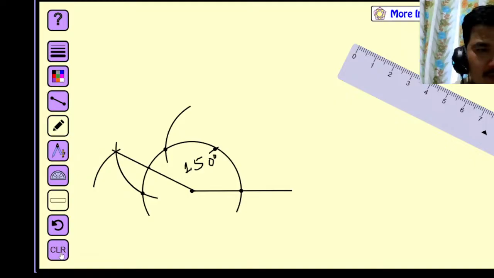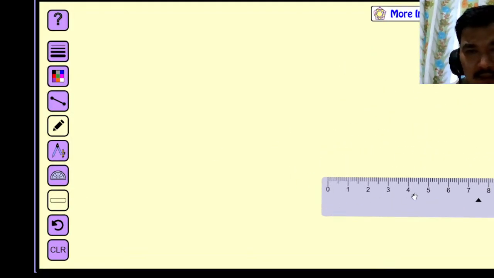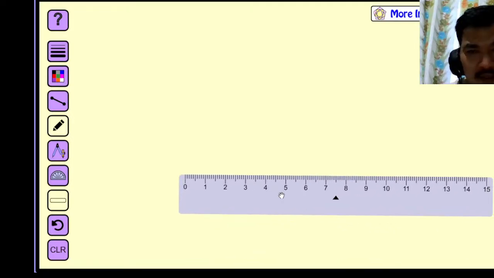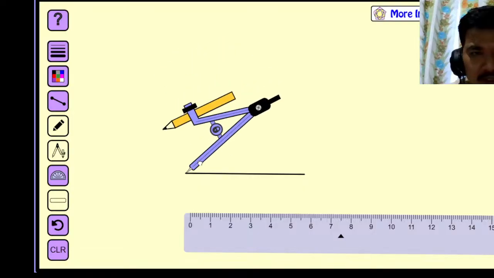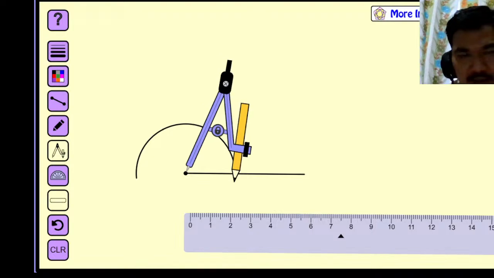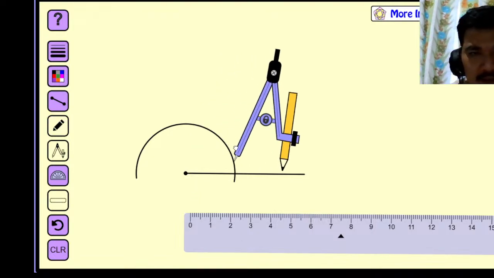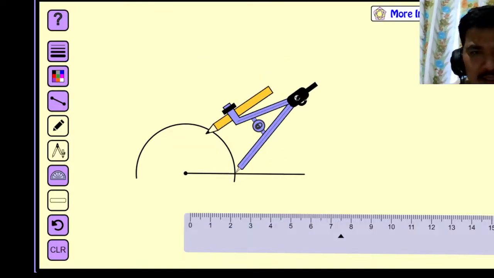Look here, I want to show you this. I want to clear 150 and draw here one, with the help of ruler. I am drawing here one straight line, horizontal line. Okay, and I am taking the compass and drawing here one main arc like this. Okay, let's cut here, right? This point is for 0 degree.